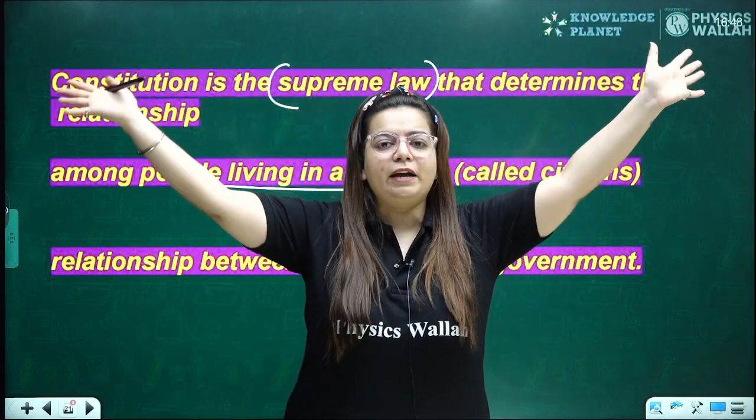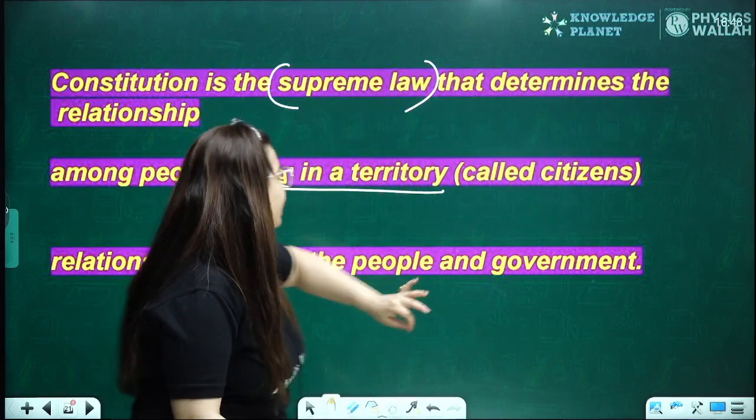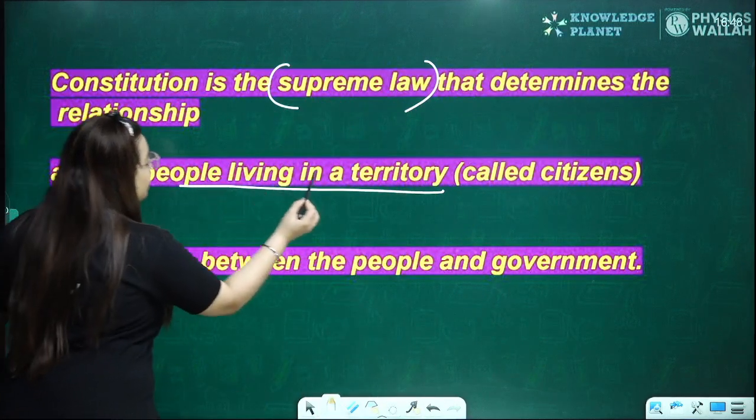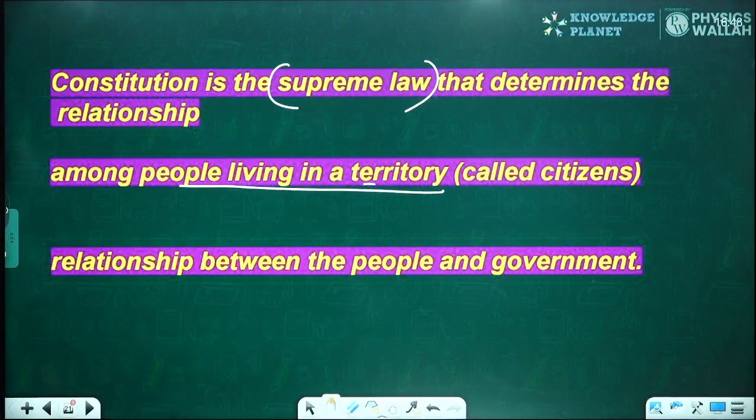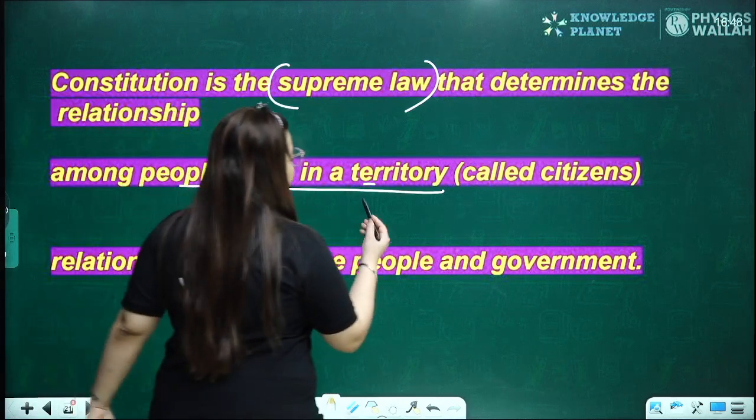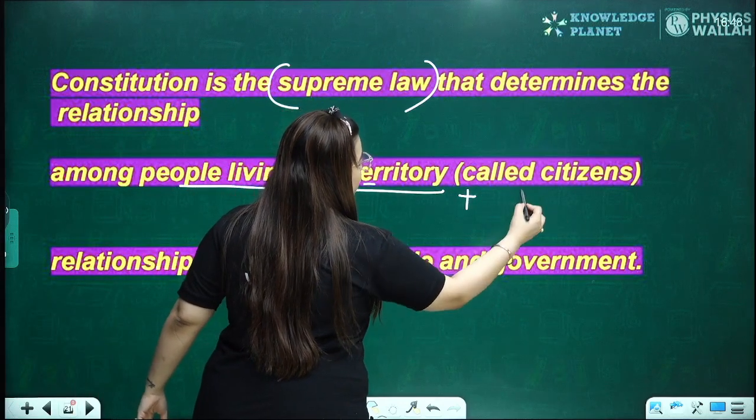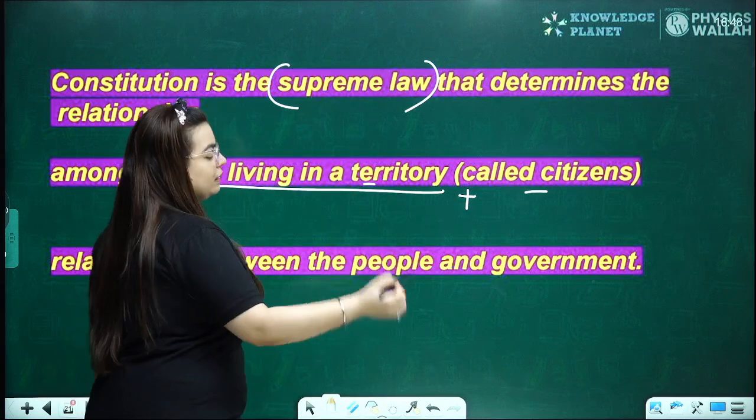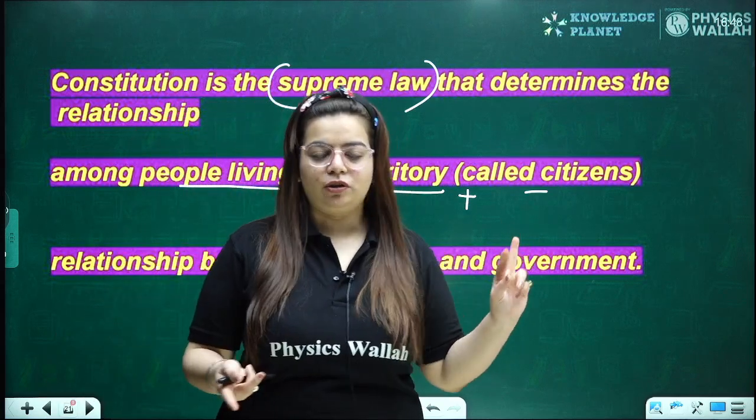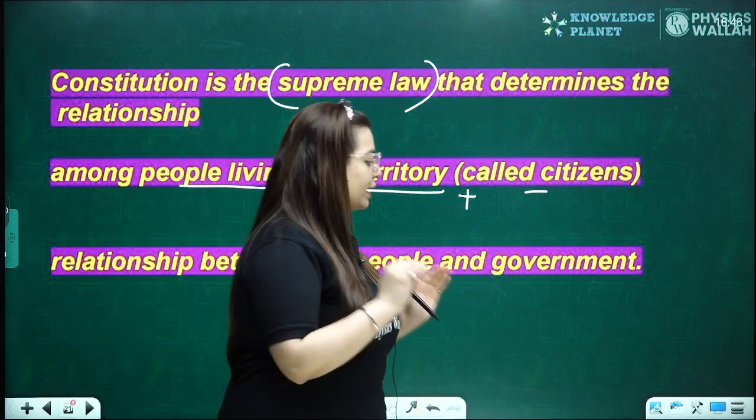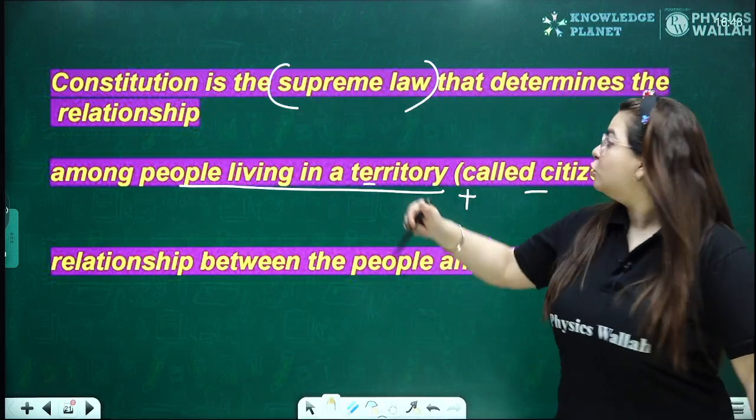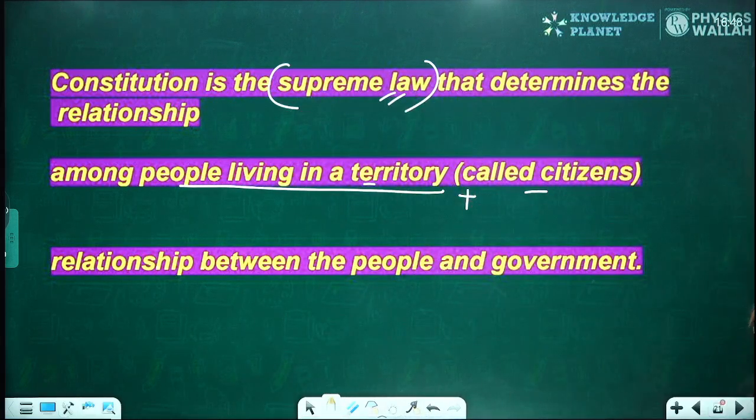Supreme means a very big law that everyone has to abide by. It is the relationship between the people living in the territory, called citizens, and the relationship between the people and the government. So it is a two-way relation, and definitely no one can go against the constitution because it is a very big law, a supreme law.